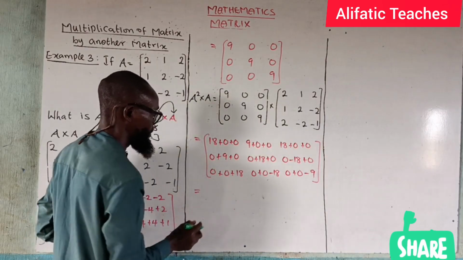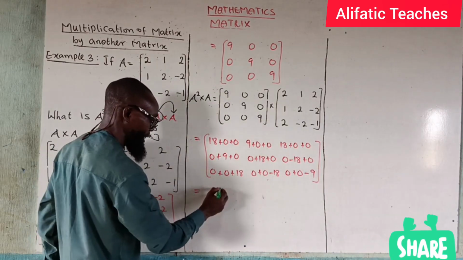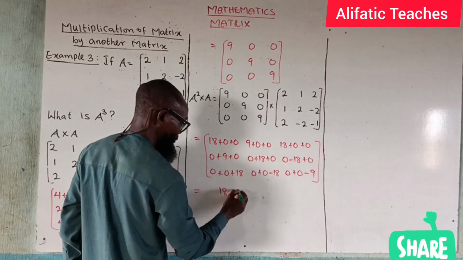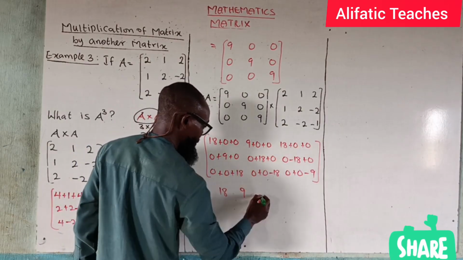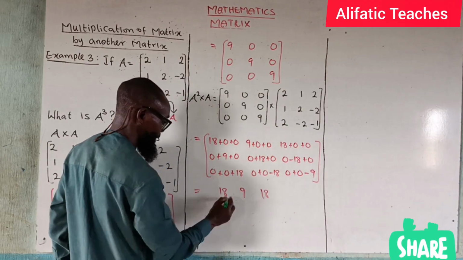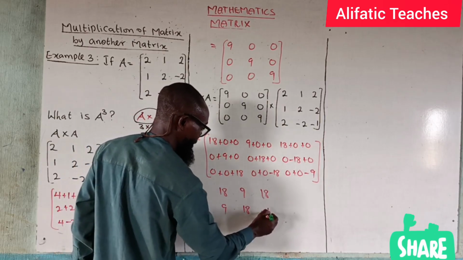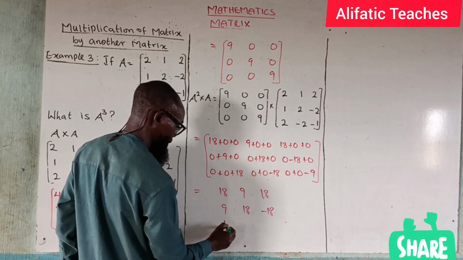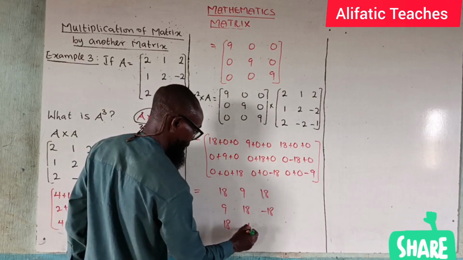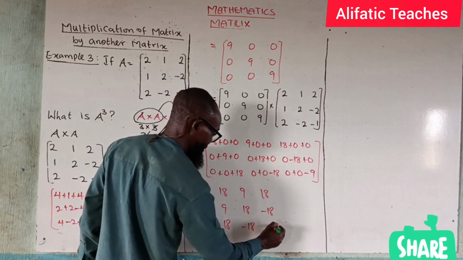So we sum it up. When you sum this one up, we have 18. This one we have 9. This one we have 18. This 9. This 18. Minus 18. 18. Minus 18. And minus 9.